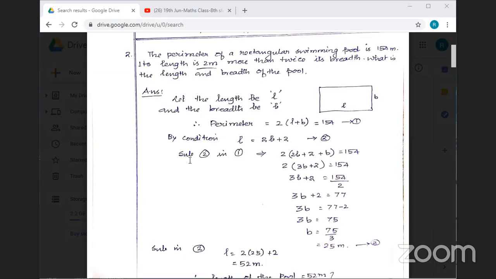Sir, Hemavati. Hemavati is a good girl. She is doing meticulously, following. Good.